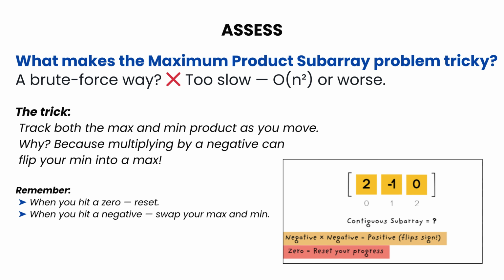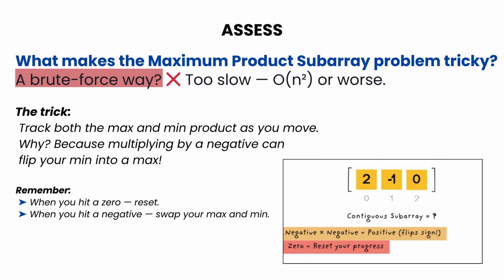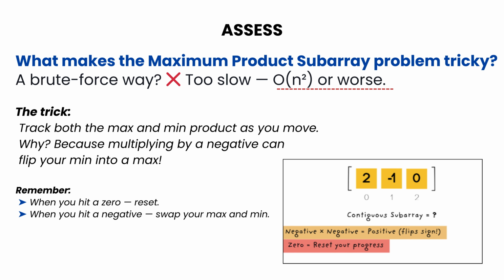Now let's assess our options. A brute force approach would try every subarray and compute the product, O(n squared) or worse, but we want O(n) time. The trick is to keep track of both the maximum and minimum products ending at each index, because a negative number could turn your lowest product into the new maximum if multiplied. As we scan, we update both, and always check for zeros that reset the product chain.